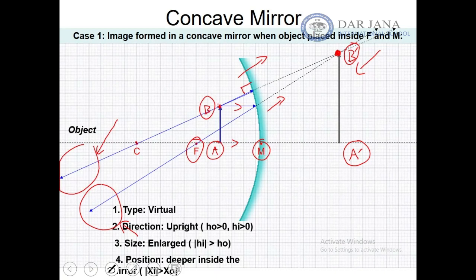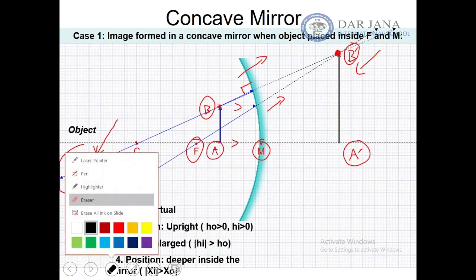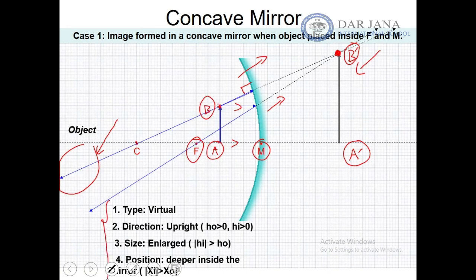Now, each case has characteristics, as we see here. These are the characteristics of the first case. First of all, the type of the image is virtual, since it's behind or inside the mirror.